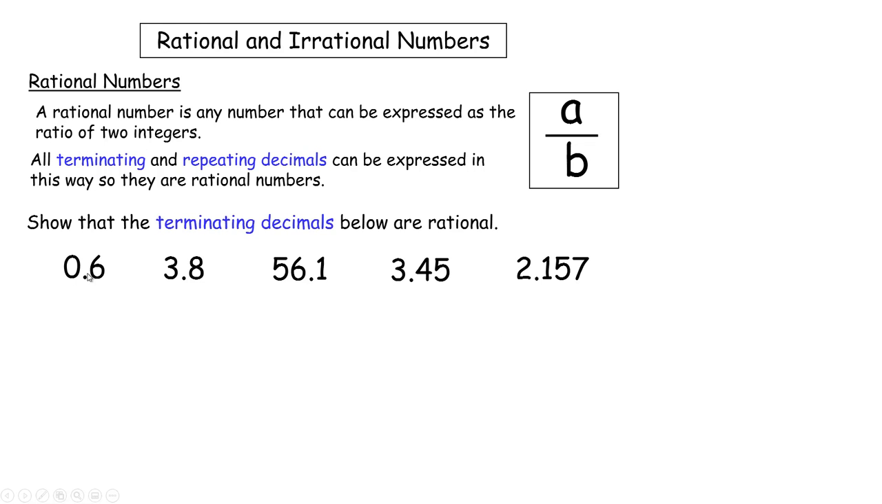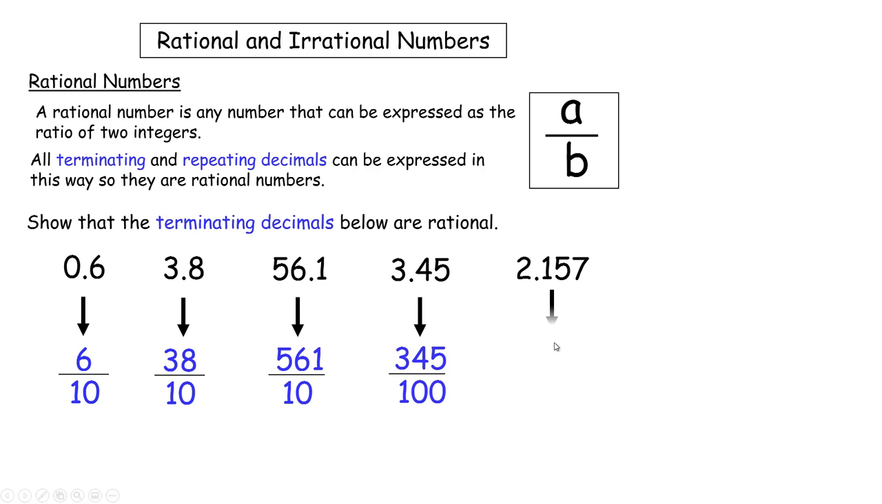Okay, so we got 0.6. You can think of that as 6 over 10. Okay, 3.8, 3 and 4/5. Okay, 38 over 10. 561 over 10, and so on. So these are terminating decimals, which are rational, because we can.